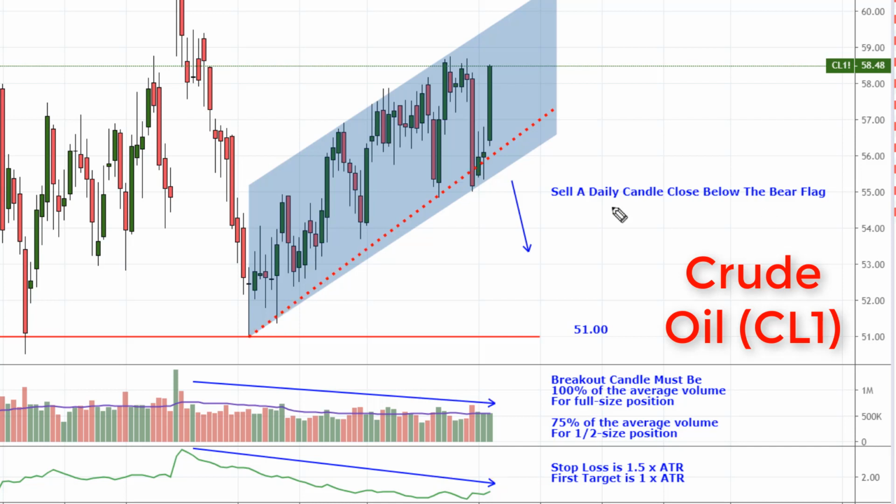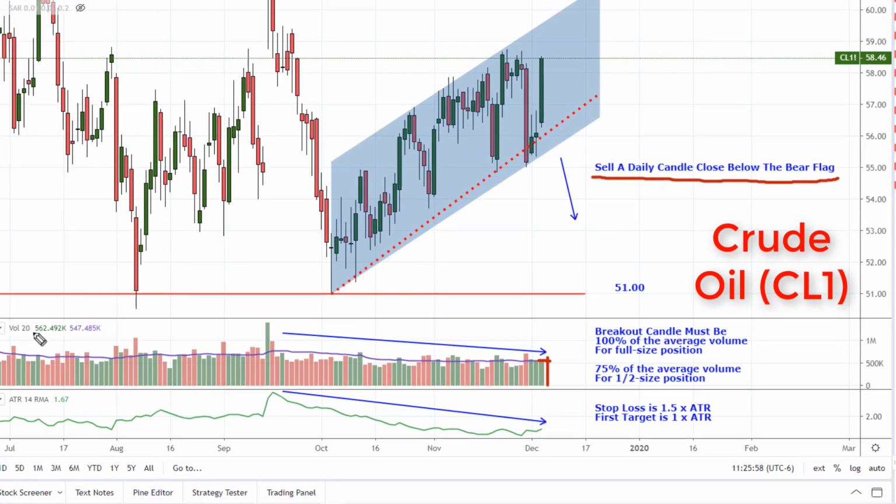So the trade plan is pretty clear here. We're going to sell a daily close below this bear flag. On the breaking candle, to enter a full-size position, we want the volume to reach the volume average right here. If it doesn't quite reach the average but does reach 75% of that average volume, I'll open a half-size position to reduce risk. You can calculate that by taking this volume number here, dividing it by the volume average.